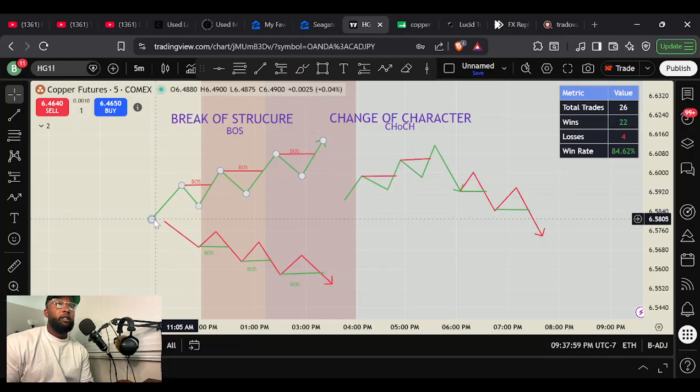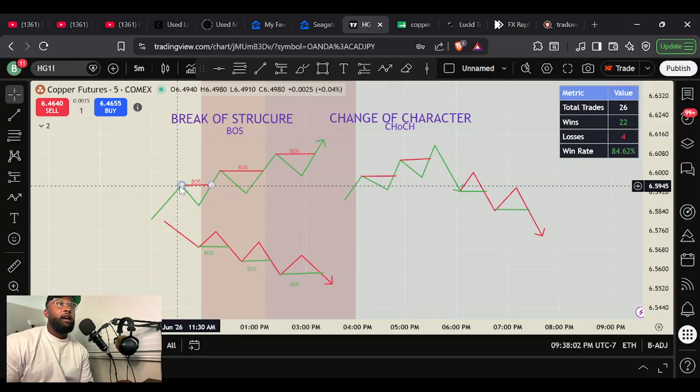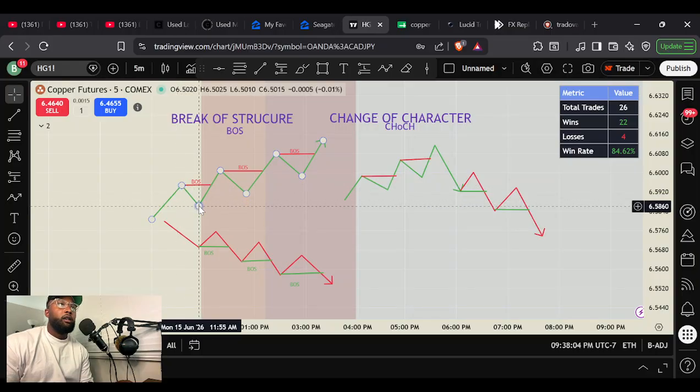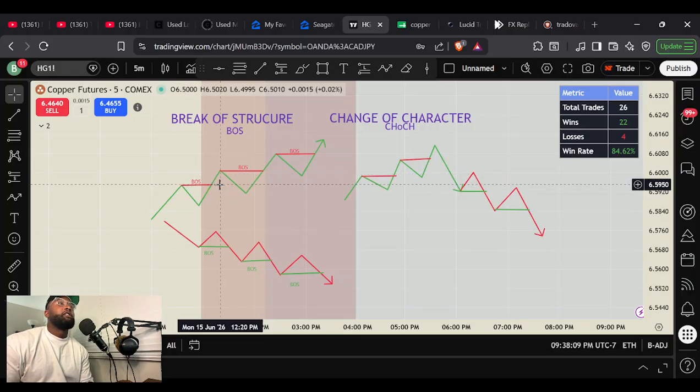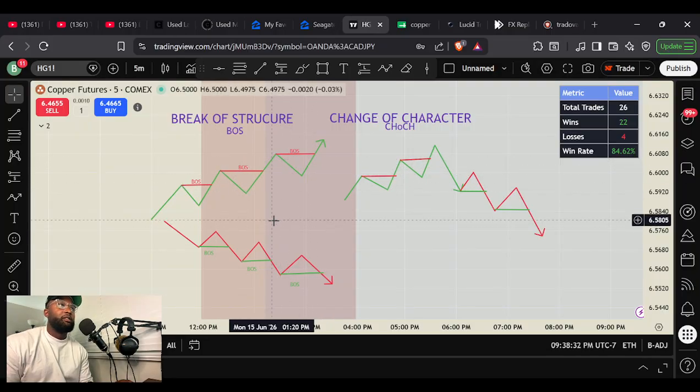So for example, here we have the higher high, higher low, then this higher high. It's very important to know what a break of structure is, because having an uptrend or a downtrend isn't possible without it. So when we break this previous higher high with this one, that means it's a break of structure. So boom, break of structure, break of structure.